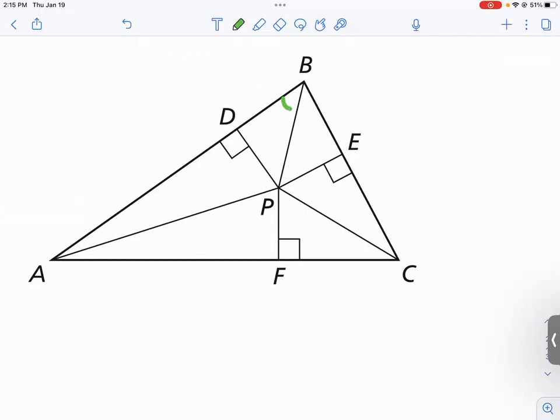This is an angle bisector because this is our in-center. What do we know that happens with our angle bisectors? What happens to these segments over here? They are congruent.